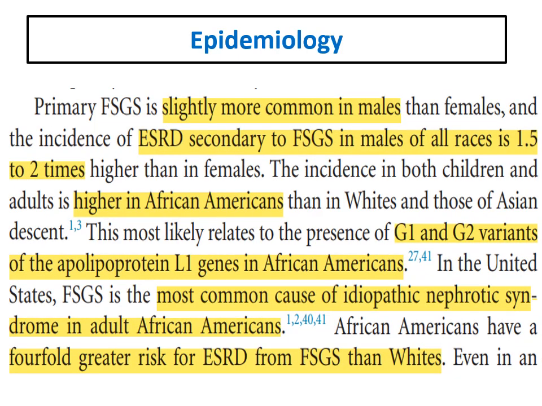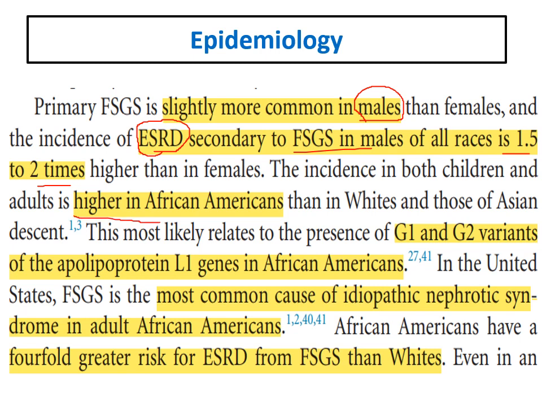What about the epidemiology? Primary FSGS is more common in males as incidence. The incidence and the prognosis even are worse in males than females. The incidence of end-stage renal disease secondary to focal segmental glomerulosclerosis in males is 1.5 to 2 times higher than in females. So in males, there is a higher incidence and a poorer prognosis than in females.